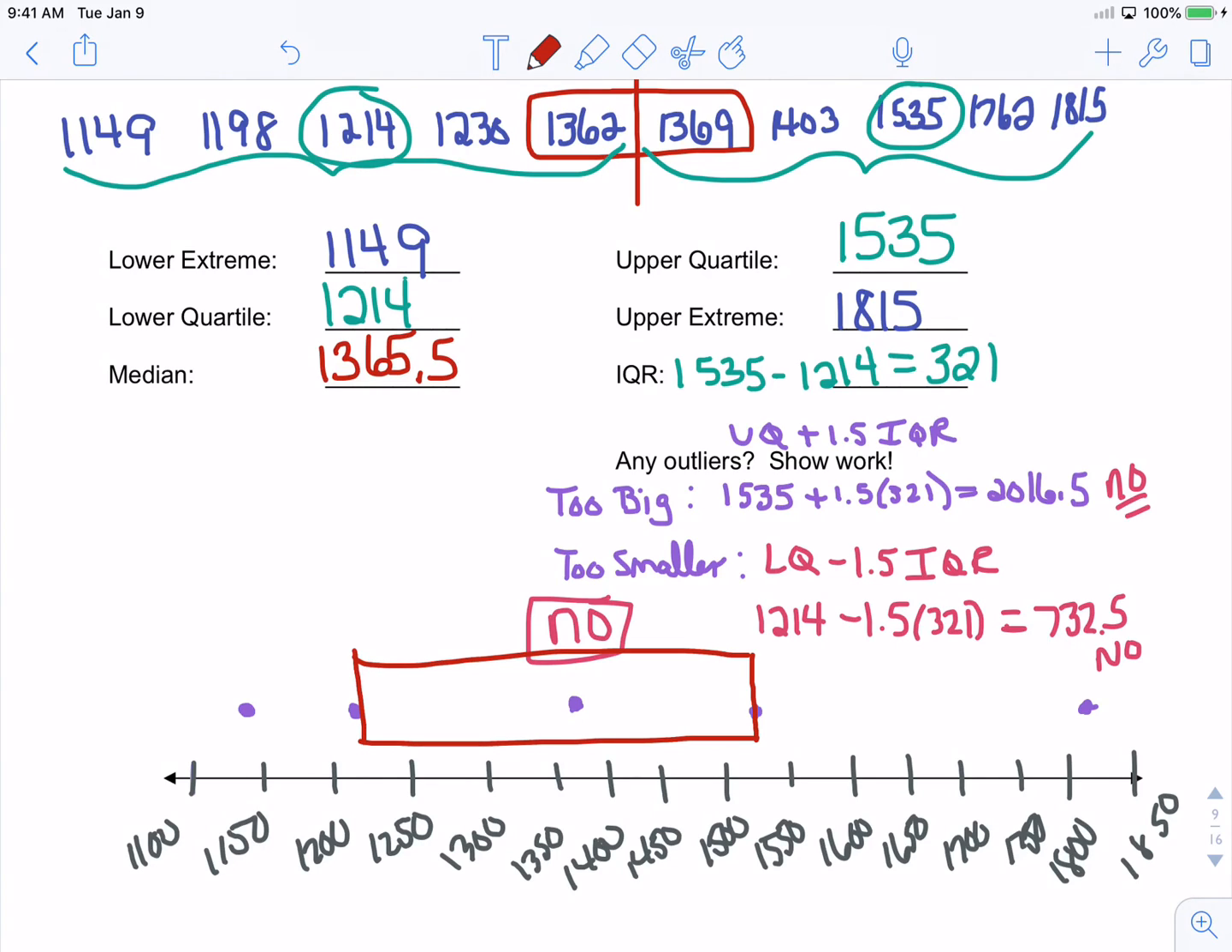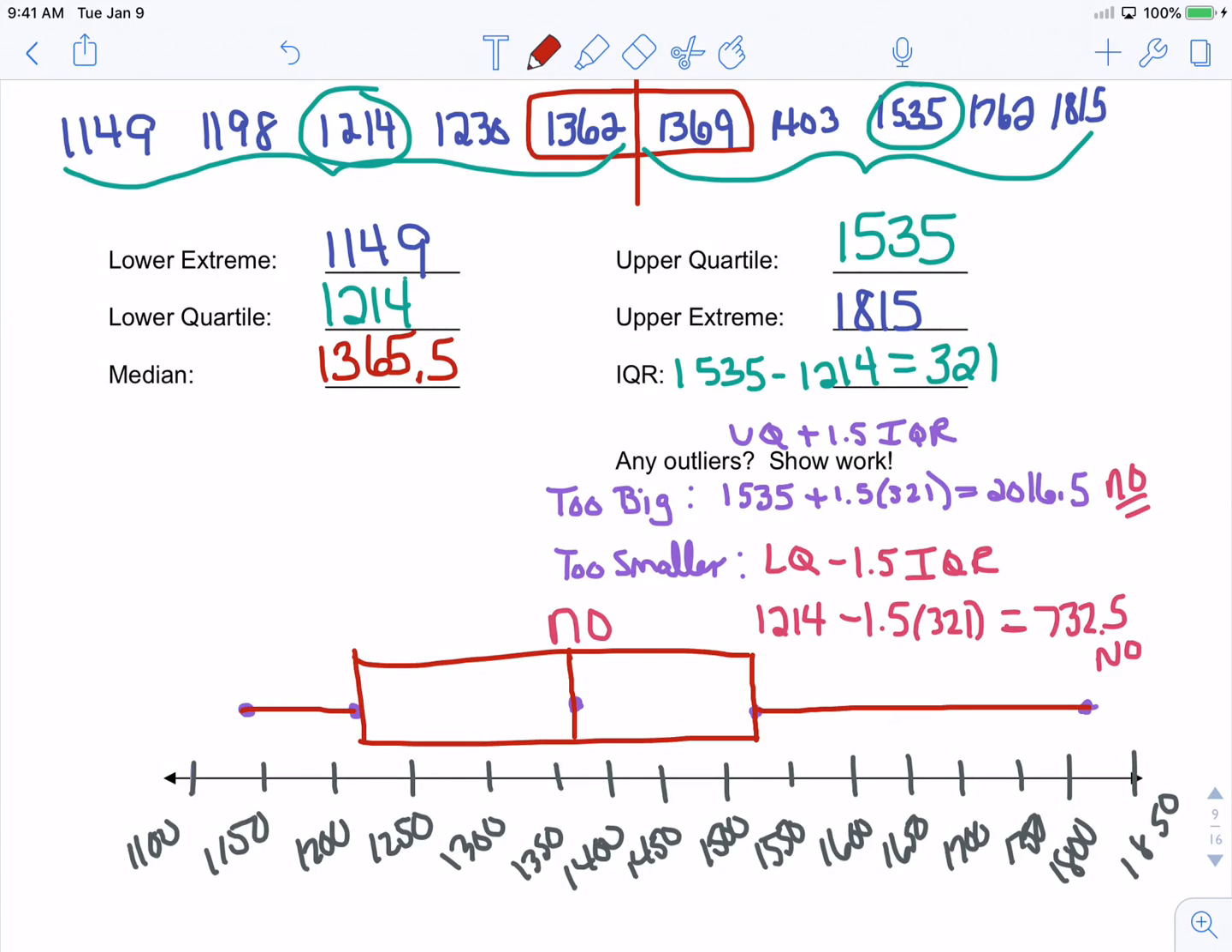And then you have your whiskers, and the whiskers connect the box to the lower extreme or the upper extreme. And then in the middle we have that median value, and the median is the middle, and we just place a line through that to represent the median. So now you have a box plot.